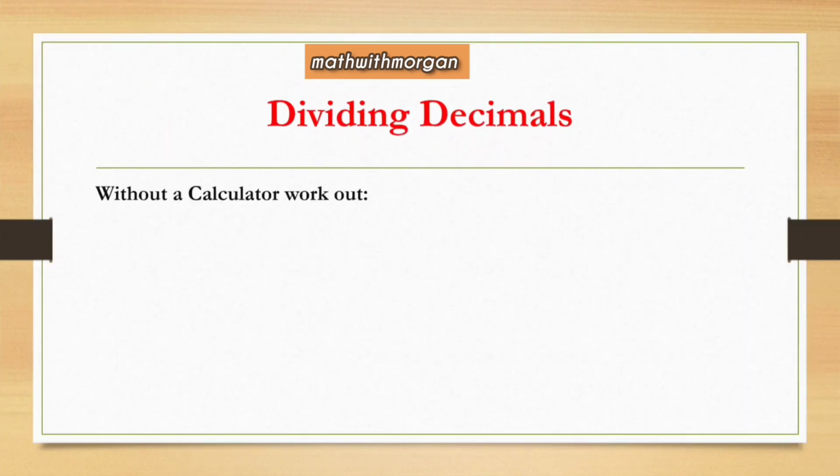Okay. Without a calculator, work out 5.4 divided by 3. Before we move on, I would just like to mention I'm going to have 3 different examples looking at how we can divide decimals with a whole number, decimals with another decimal, and dividing 2 decimals. Okay, so let's begin with this.